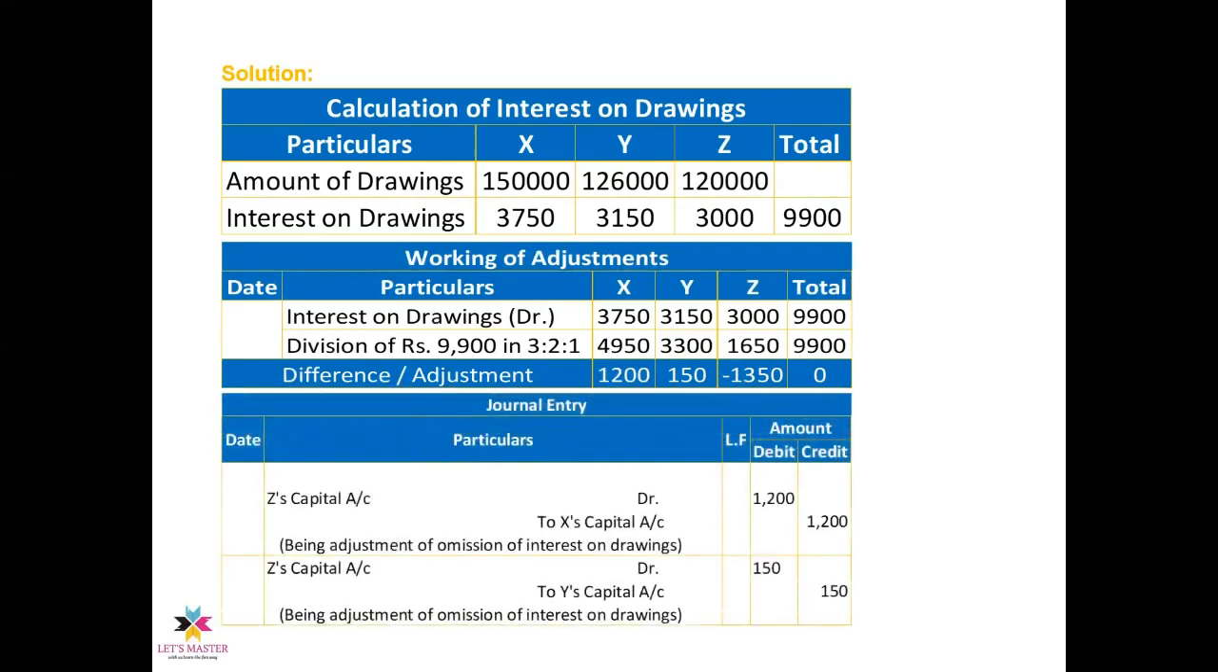Taking the same example, same calculations, if we need to pass individual correcting entries, then we will pass two journal entries. First, we will debit Z's account and credit X's account with 1,200 rupees. And then in the second entry, we will again debit Z's account with 150 and credit Y's account with 150 rupees.